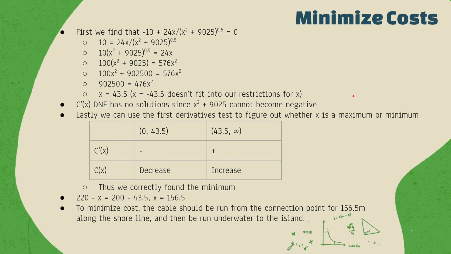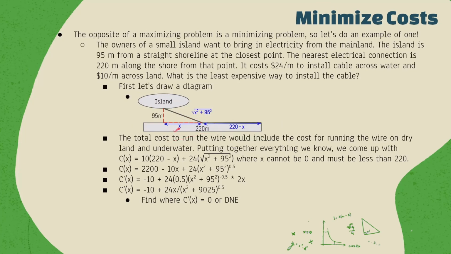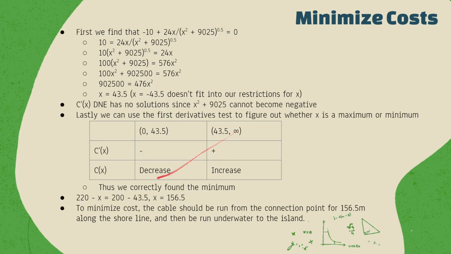Now we just need to solve for the appropriate distances. So if you remember, when we were talking about this question, we said this value is x because it made this computation easier. However, since we're trying to actually find the costs, right, we need to find this length right here. So this right here would be the value of 220 minus x, which is 156.5 meters.